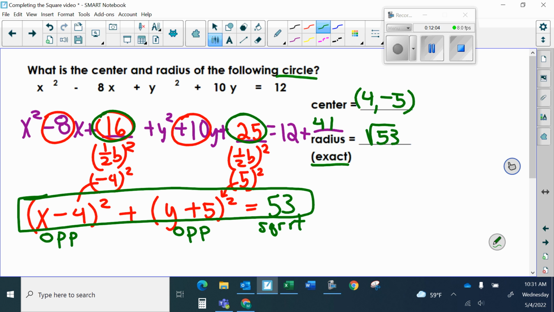On the DCAS, you're going to do this. They're going to also give you one in standard form, and they'll say, what's the center and the radius? You just look at it and do opposite, opposite, and square root. So remember that phrase as well, opposite, opposite, square root when it's in standard form. And I get my 4, negative 5, and square root of 53.